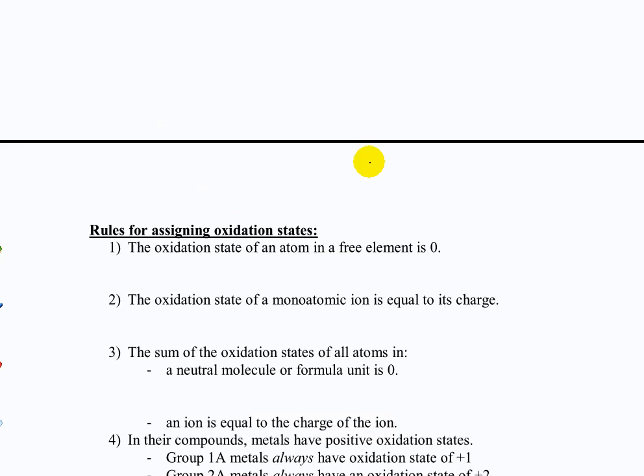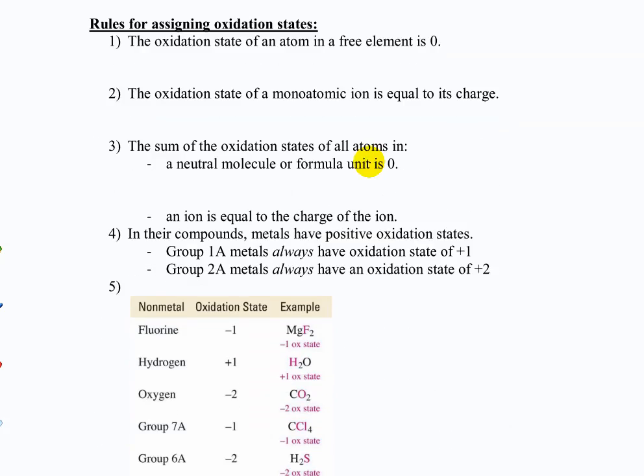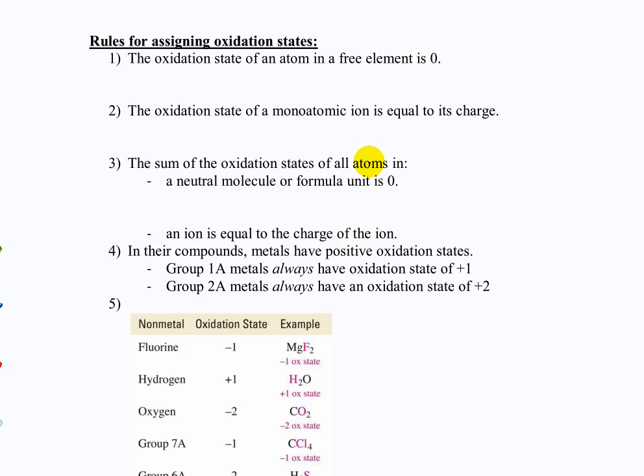Okay, let's talk about how to do this systematically. So here are the rules. You can always assign oxidation states if you follow these rules. The first one we've talked about: the oxidation state of an atom in a free element is 0. Whether that's just a metal, like iron, that's got an oxidation state of 0. It could also be a molecular compound, but only consisting of a single element, like hydrogen gas. Oxidation state is 0, because there's only hydrogen there. The oxidation state of a monoatomic ion is equal to its charge. That's pretty straightforward, too. If you have iron 3 plus, its oxidation state is 3 plus, right? Same thing.